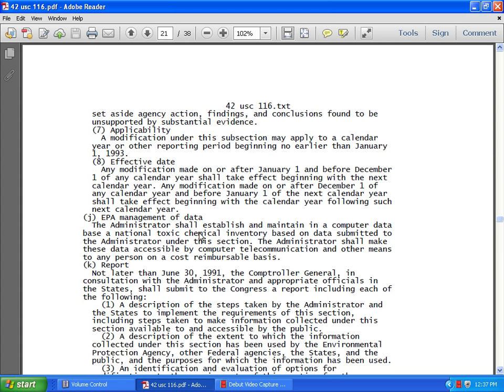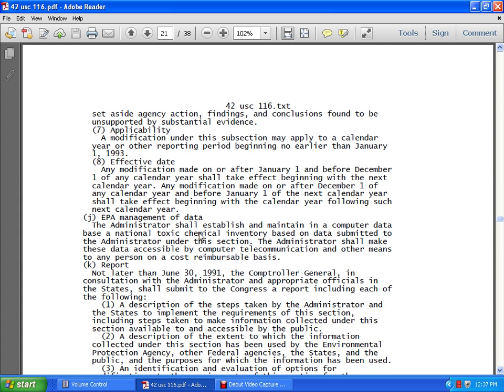The administrator shall establish and maintain a computer database of a national toxic chemical inventory based on data submitted to the administrator under this section. The administrator shall make these data accessible by computer telecommunications or other means to any person on a reimbursable cost basis. K. Report no later than June 30th, 1991.